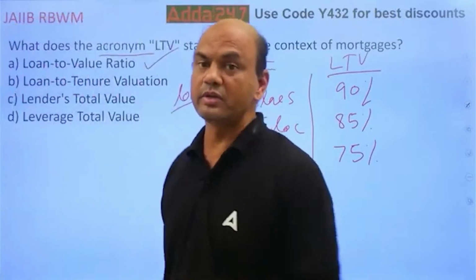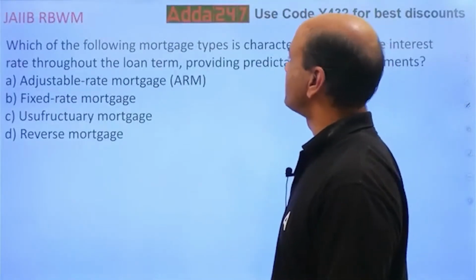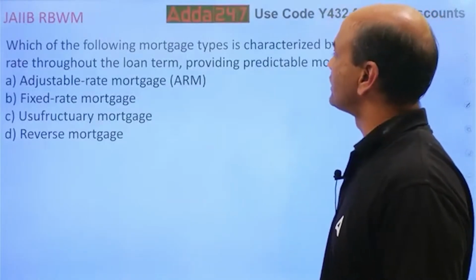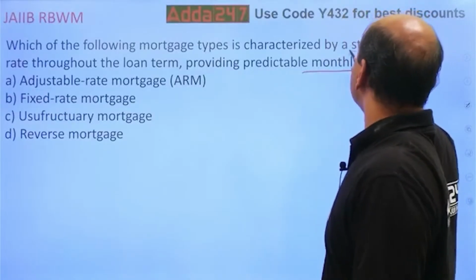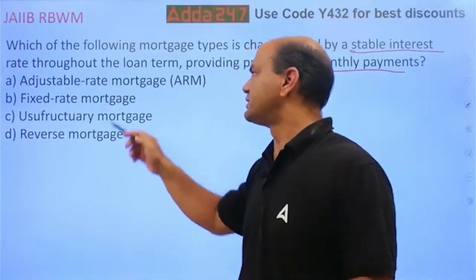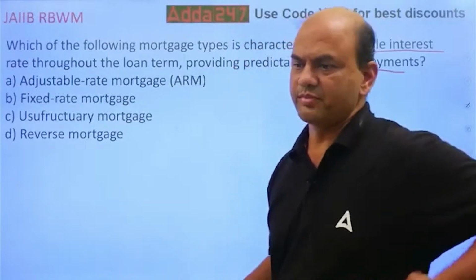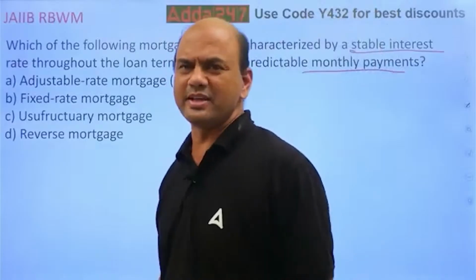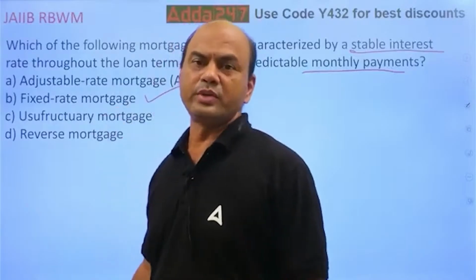So coming back, next question. LTV stands for loan to value ratio. Which of the following mortgage types is characterized by a stable interest rate throughout the loan term, providing predictable monthly installments? Adjustable rate mortgage, fixed rate mortgage, usufructuary and reverse mortgage. Fixed EMI you are having. Obviously a simple answer, isn't it? The answer is fixed rate. Fixed rate loans, isn't it?